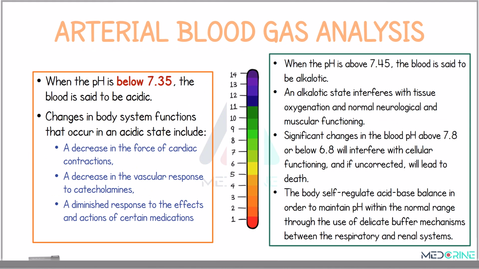As a brief overview, when the pH of blood is below 7.35, the blood is said to be acidic. Changes in the body system functions which occur in this acidic state will include a decrease in the force of cardiac contractions, a decrease in vascular response to catecholamines, and a diminished response to the effects and actions of certain medications in the body. On the other hand, when the pH is above 7.45, the blood is said to be alkalotic.